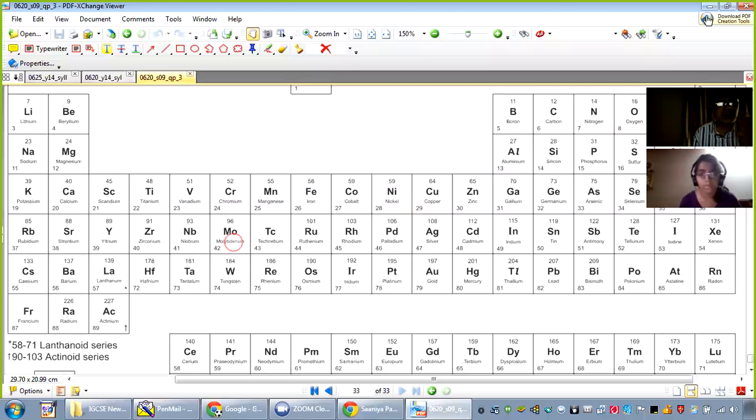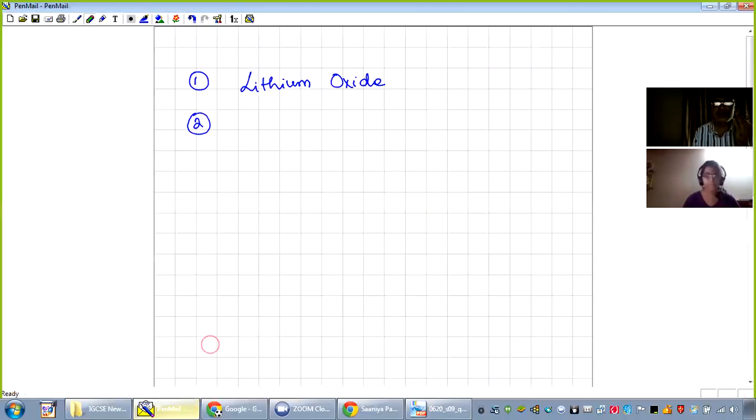So I'm just going to give you 3 examples from here. You'll have to first work out the electronic configurations from the periodic table. Then you'll have to see what will be its valence electrons, what will be its valency, and then decide whether it is going to form an ionic compound or a covalent compound. The second example that I'm going to give over here.